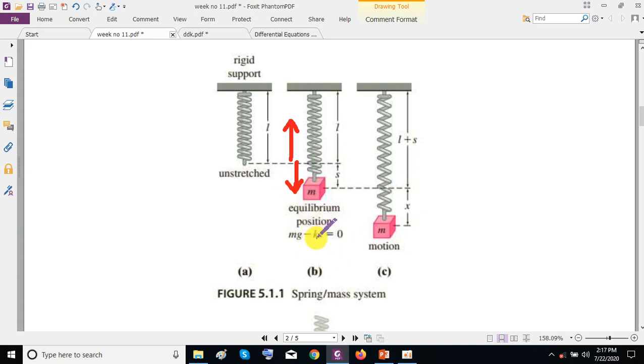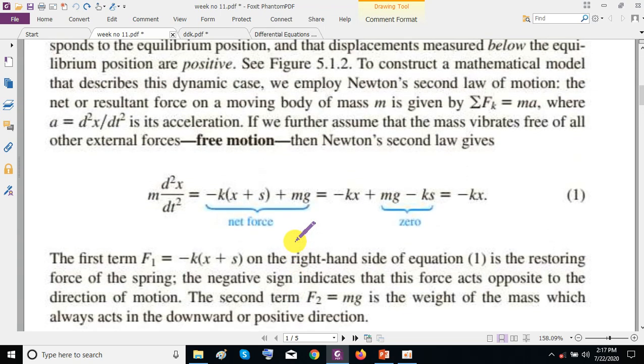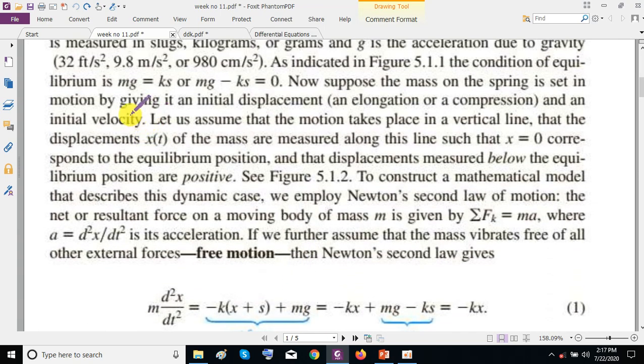So here you can see that we write mg with a positive sign while ks has a negative sign. This negative sign basically shows the direction, that this restoring force is in the opposite direction of the weight. In another form of this equation, we write it here, look at this one, mg minus ks is equal to 0.